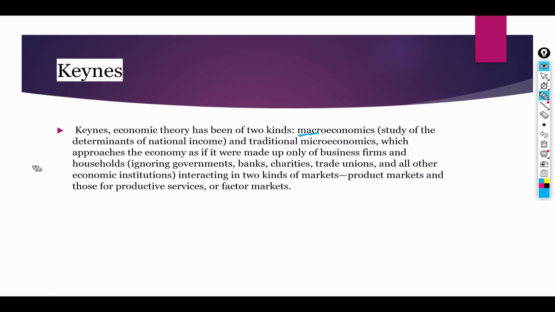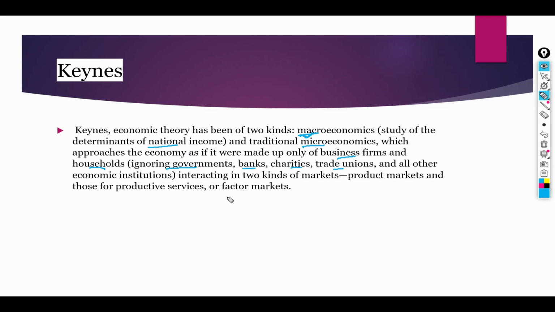Macroeconomics, the determinants of national income. So on the larger scale, what we study in economics is considered macroeconomics, and the traditional one is microeconomics, which approaches the economy as if it were made up only of business firms and households, ignoring the rest. So what will not come in microeconomics? Government, banks, charities, trade unions, and all other economic institutions, because all of these will come under macro.